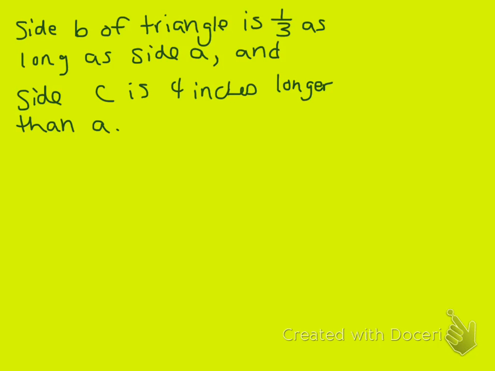Side B of a triangle is 1/3 as long as side A. And side C is 4 inches longer than A. So it's kind of like the other one, basically. Yes, we have 3 things. Very much like the other one. So I have an A, I have a B, and I have a C.